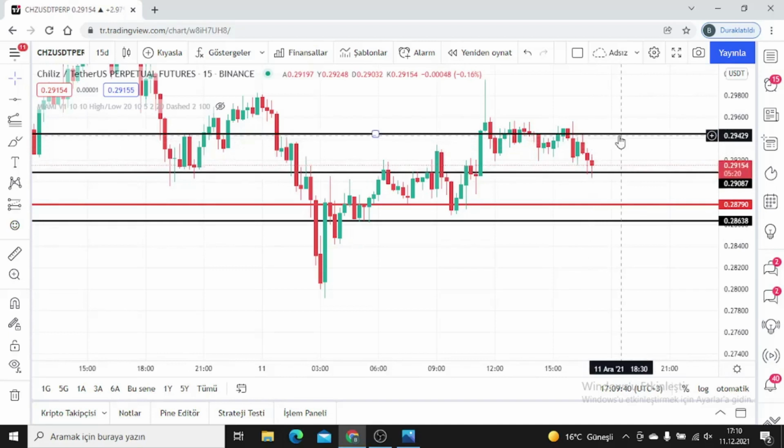I have a 0.28 average, not my 0.29 average. I'm giving an example, don't get too hung up on numbers. I'm just talking about lowering the average. I'd have a 0.28 average. The price hangs from here, goes here, returns here. This one is an example of this.